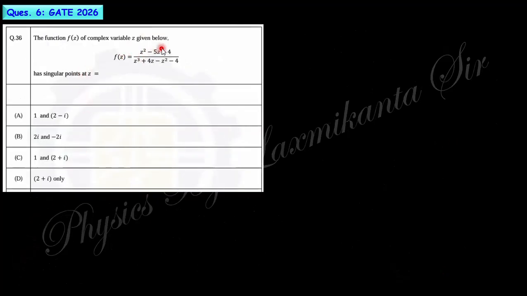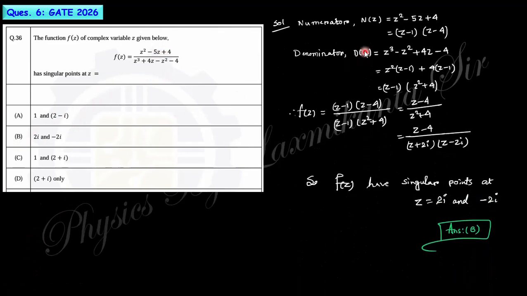Next question, this function of a complex variable is like that and has a singular point where z equals. To find the singular point, you need to look at the denominator, with numerator and denominator like that. Factorize z minus 1 and cancel out. You can see the singular points will be plus 2 and minus 2.